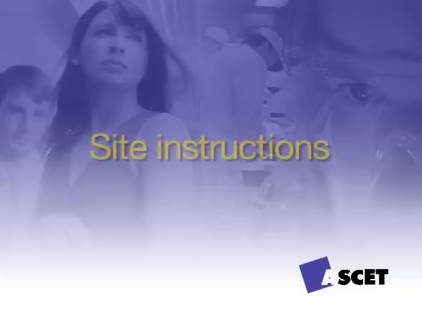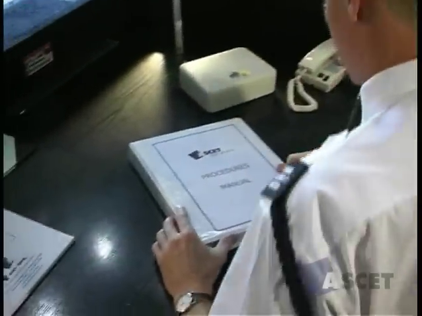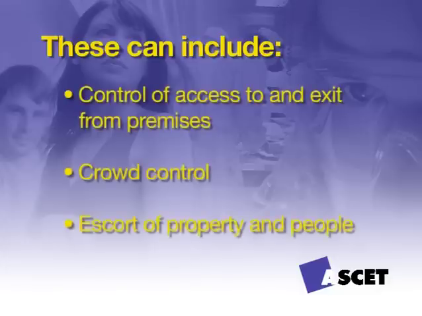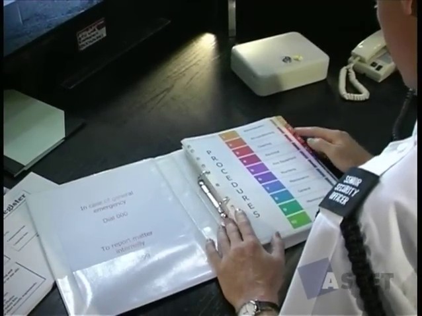These tasks can be confirmed by referring to your site instructions, job description, and standard operating procedures, and can include control of access to and exit from premises, crowd control, and escort of property and people. These written instructions must be confirmed with your immediate supervisor.